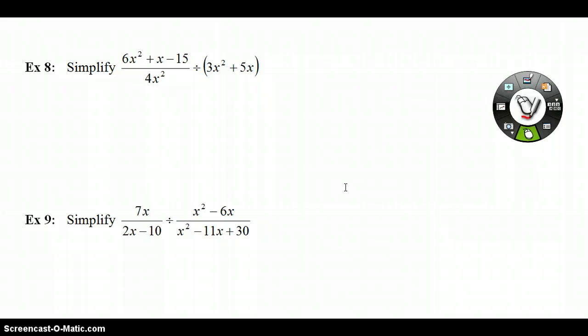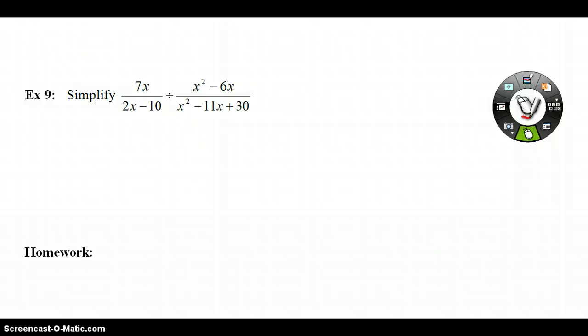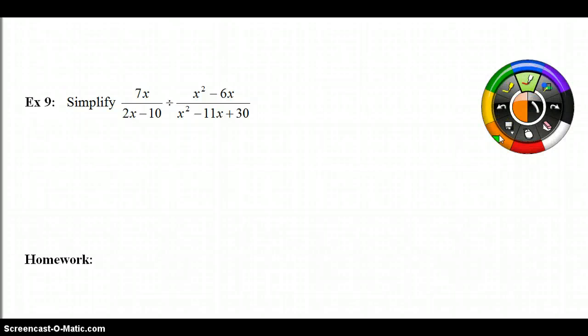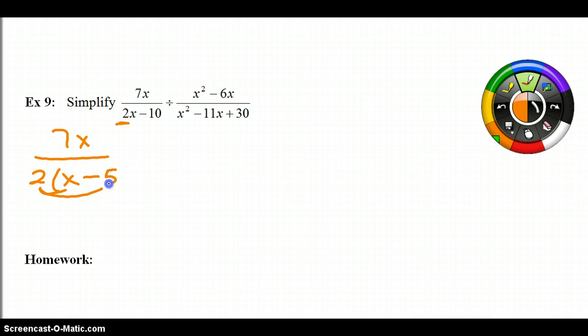The last example, example 9, we'll put a couple different things into play. Again, let's see if we can factor. We can factor the 2x minus 10. There's a common factor of a 2. So we factor that 2 out. We get 2 times x is 2x, and 2 times 5 is a negative 10. You're going to have to be a careful reader. When you see a division, you're going to have to change that to multiply, and then we're going to flip these. So here, this would be an x squared minus 6x.